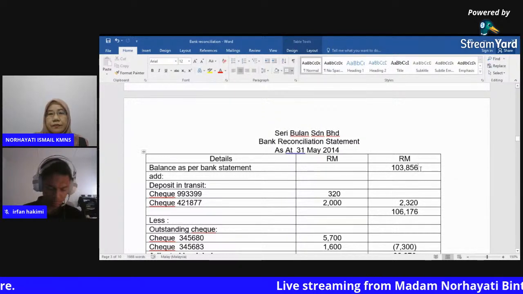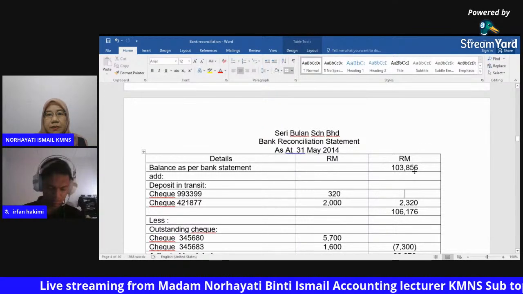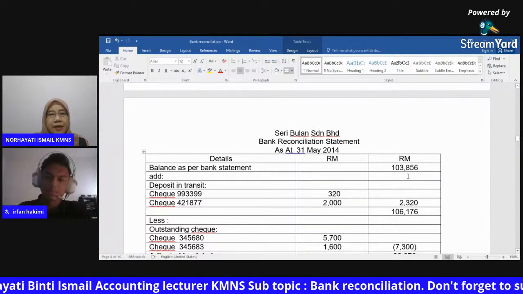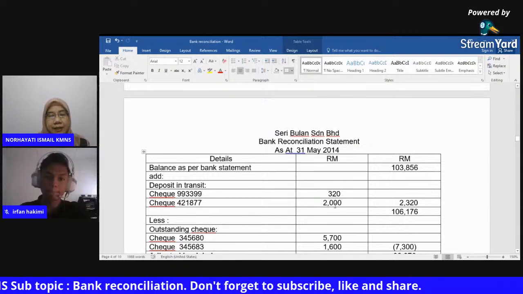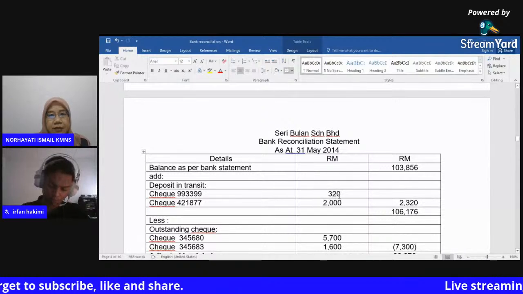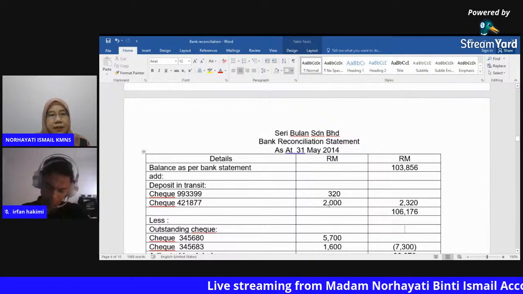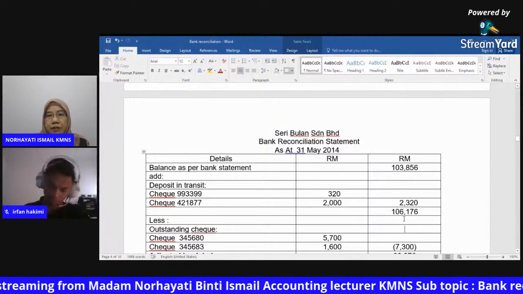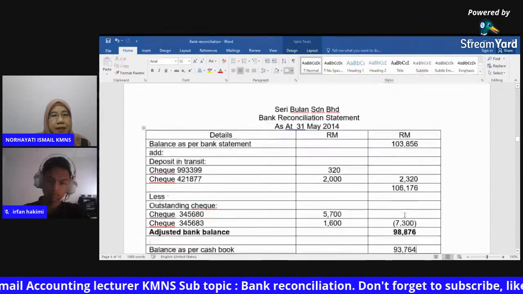The first one, we must take the amount 103,850 from the bank statement, the ending balance. And then we have to add deposit in transit. It means that we have recorded in the cash book but not recorded in the bank statement. So we have to add in the bank statement 320 plus 2,000. So the total for this deposit in transit is 2,320. So you get 106,176.